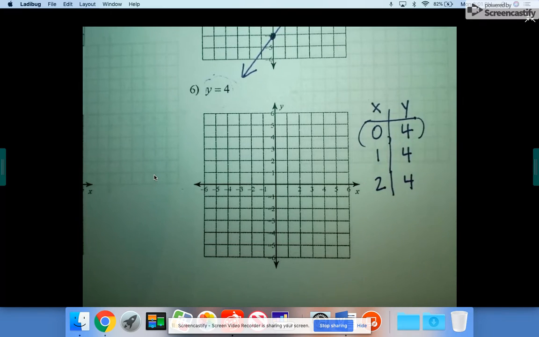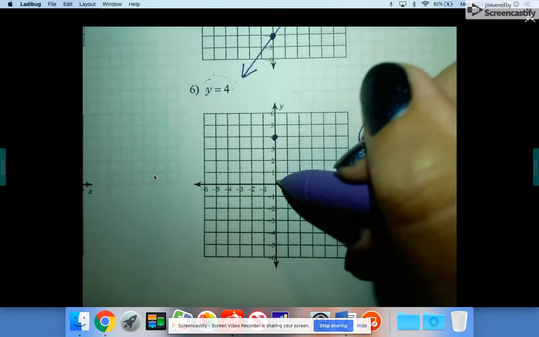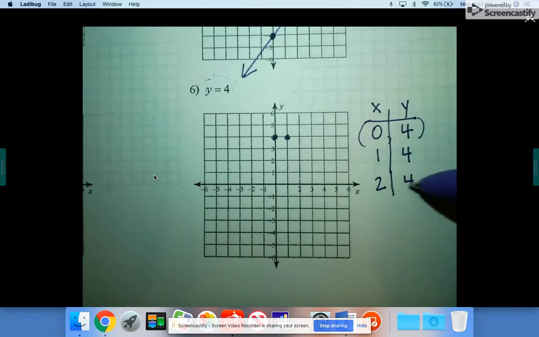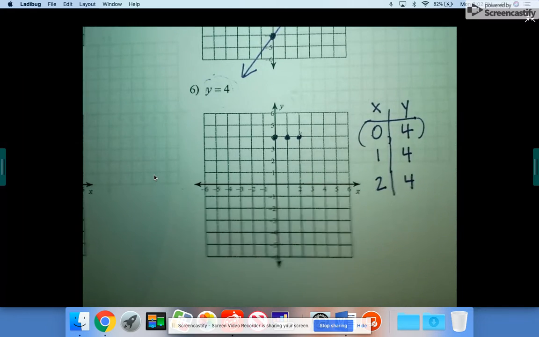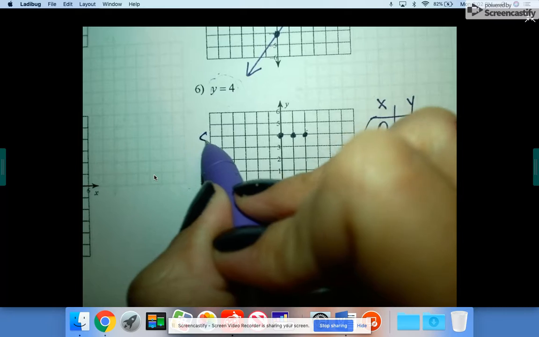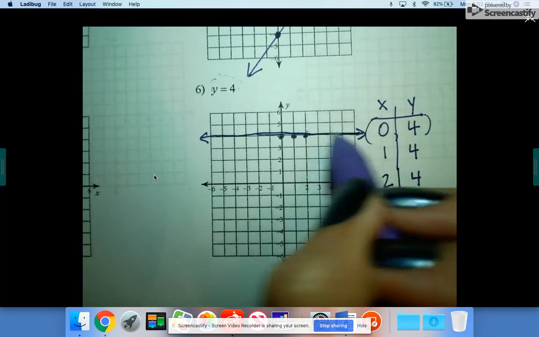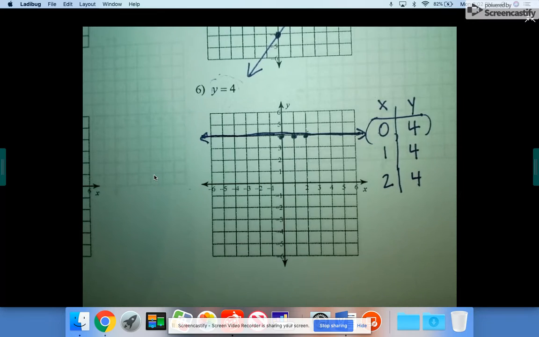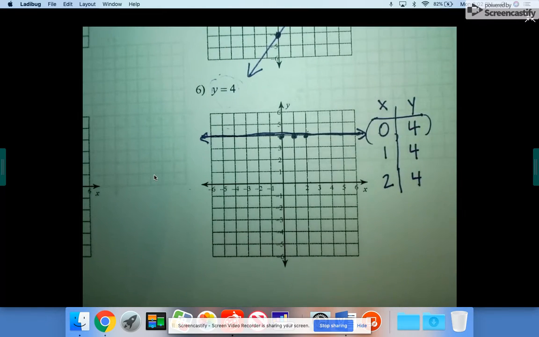Turn these into coordinate points. So 0, 4 would be right here. 1, 4 would be right here. 2, 4 would be right there. So then you can get a good feel for whether or not this is supposed to be horizontal or whether it's supposed to be vertical. And that should have been a straight line, but that's okay. All right, so y equals is horizontal and x equals is vertical.